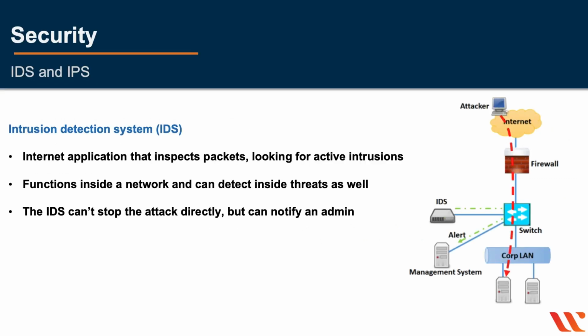Now, in addition to the firewall, there is an IDS and an IPS. An IDS is the intrusion detection system, which is an application that inspects packets and looks for active intrusions. So this sits inside the network and it can detect threats that are coming from inside the network as well. The IDS can't stop attacks directly, but it can notify the administrators or the support personnel.